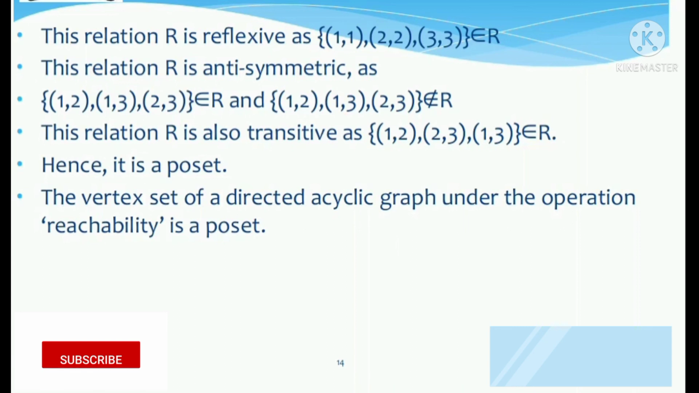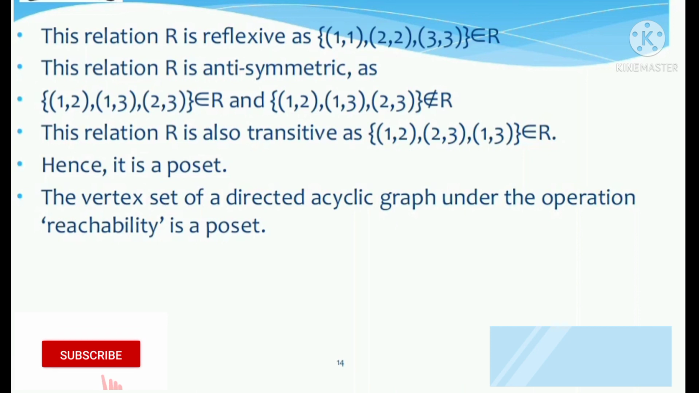Okay, so next, the relation R is antisymmetric. Antisymmetric means that (1,2), (1,3), (2,3) belong to R, while their reverses (2,1), (3,1), (3,2) do not belong to R. This relation R is also transitive. Transitive means (1,2), (2,3) give (1,3), and these belong to R. Hence it is a Poset.